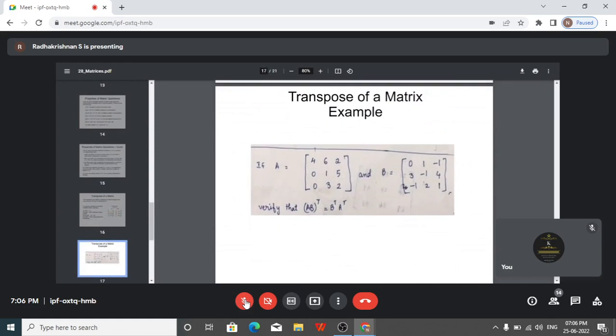Just to make sure you understand the concept of transpose and multiplication, here is another exercise for you in multiplication. I request you all to do this problem to verify that AB whole transpose equals B transpose A transpose. What you have to do: first multiply AB, then take its transpose. Then take B transpose and A transpose individually and multiply them. Check whether you get the same result. Please work on this problem.